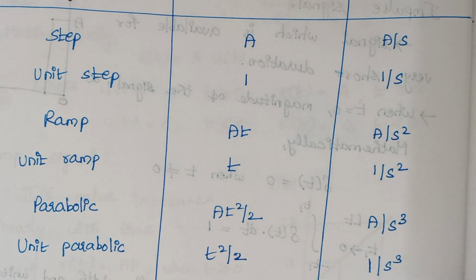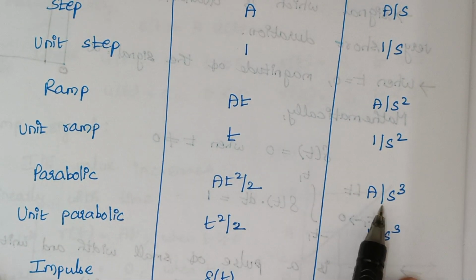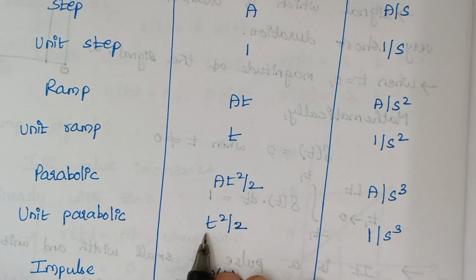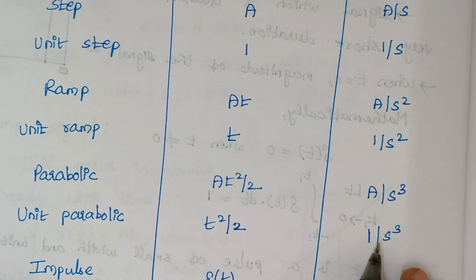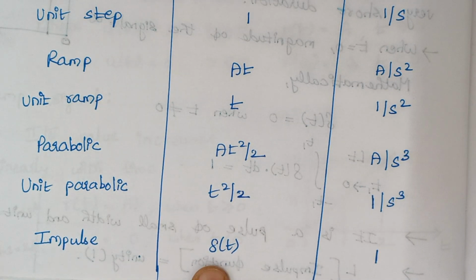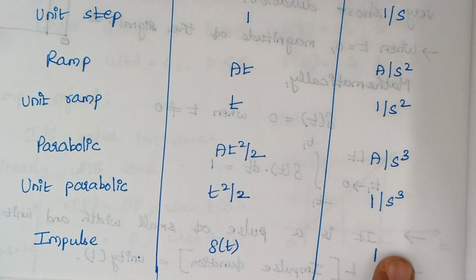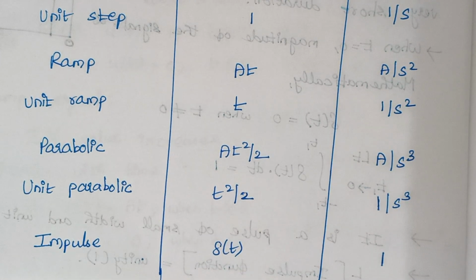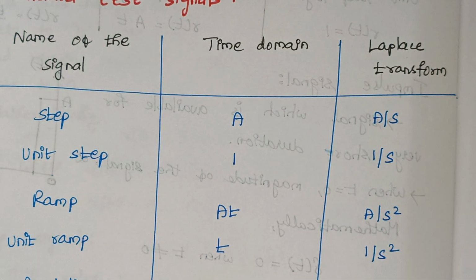For the parabolic signal, you see A t square by 2, and when you take the Laplace transformation, that becomes A/s cube. For the unit parabolic, A becomes 1, and here we will have t square by 2, which when you take the Laplace transform is equal to 1/s cube. Finally, the impulse signal is generally represented as delta of t, and its Laplace transform becomes 1. So we should know these values for the respective types of signals in the time domain as well as in the Laplace domain while solving problems.